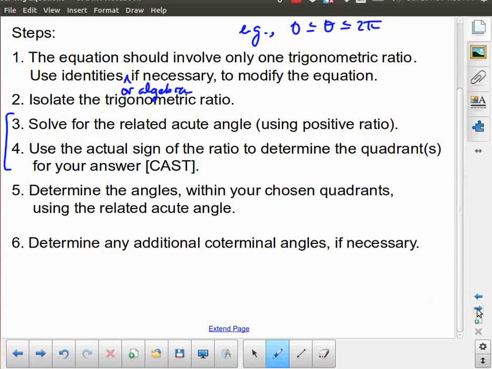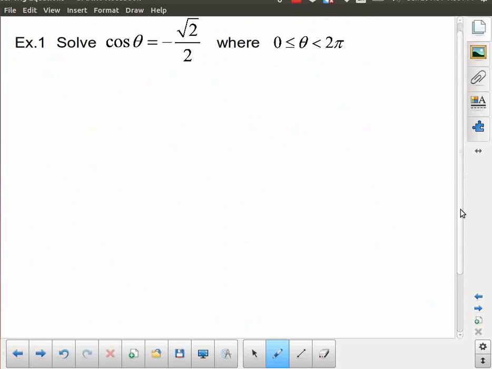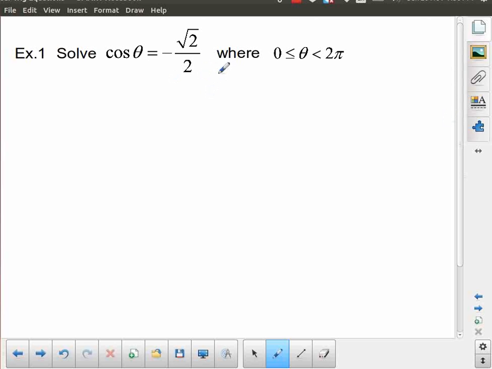So let's go ahead, dive into that, and start with something very simple. Solve: the cosine of theta is equal to negative root 2 over 2, with a very typical restriction on theta, 0 less than or equal to theta less than 2 pi. I see root 2 over 2, and the special triangle that goes along with that is the 1, 1, root 2 triangle that goes with the angles pi by 4 and pi by 4.